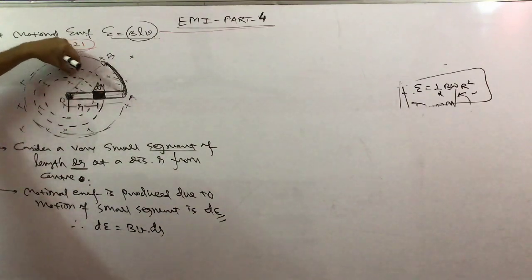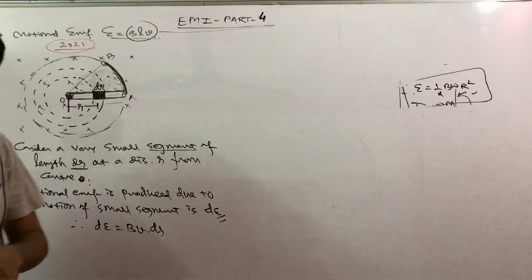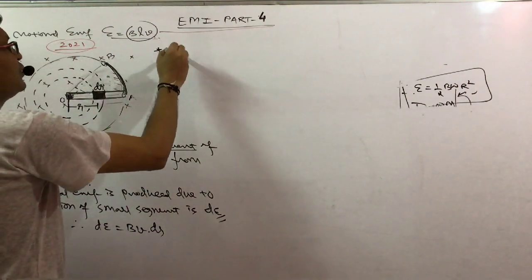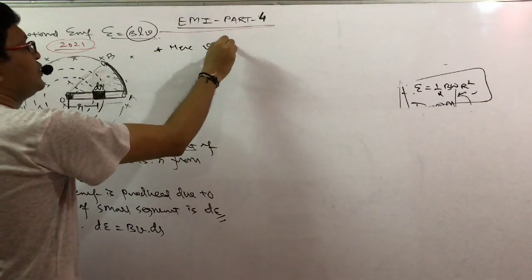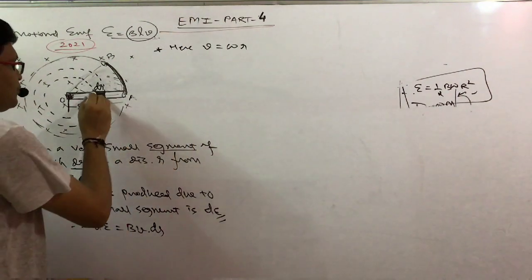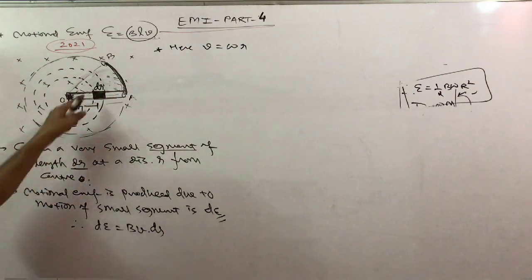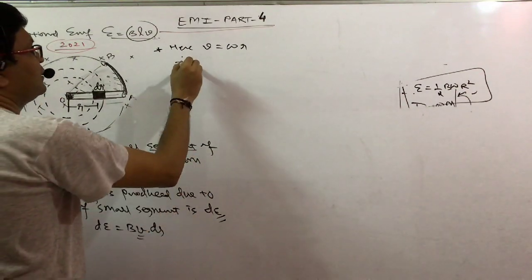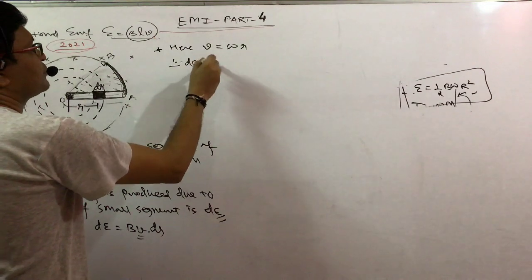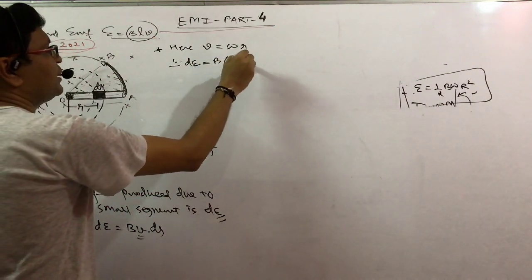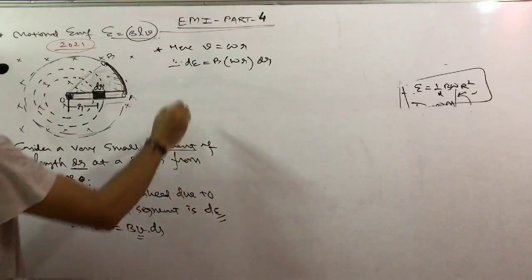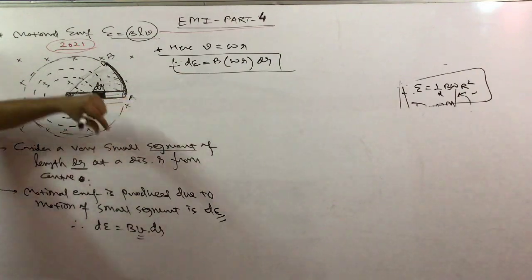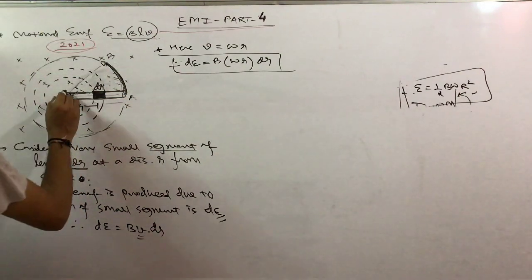But this portion performs circular or rotational motion. Chapter number 7: if this portion performs rotational motion, then you know that very well, here v is equal to omega r, because this portion performs rotational motion with angular speed omega. So d epsilon is equal to simply B omega r dr. No doubt this is the motional EMF, but because it is for a very small portion, we have to consider the entire rod.